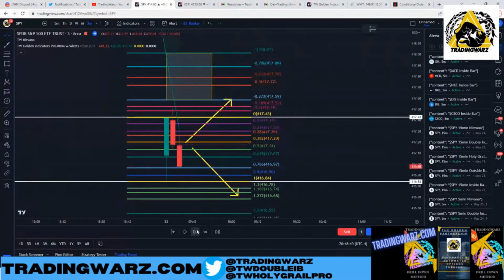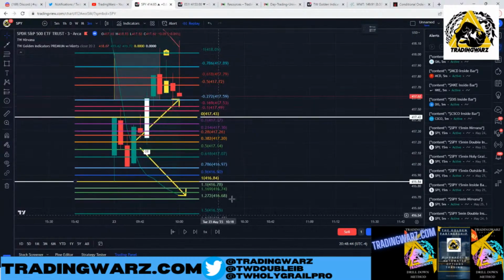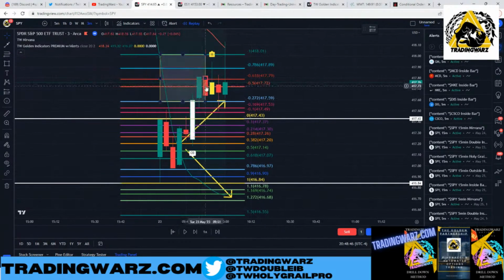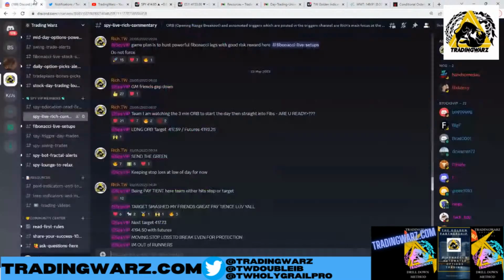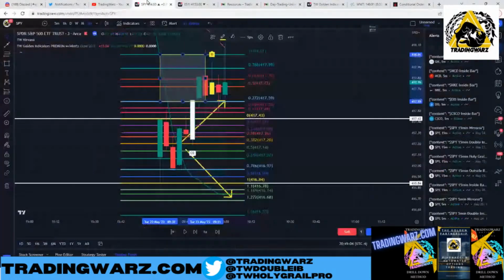So you can see we had a little bit of chop. And then finally, we broke out here, guys, and we got into our profit zone and boom, that's it. So this trade took basically about 15 to 25 minutes getting into our profit zone right there. And you could see in the Discord right here, keeping stop loss a low day, being patient, target smash, my friends, great patience, love y'all. Next target, boom, boom, moving stop loss up, I'm out, boom, okay? So that was a really, really nice one.